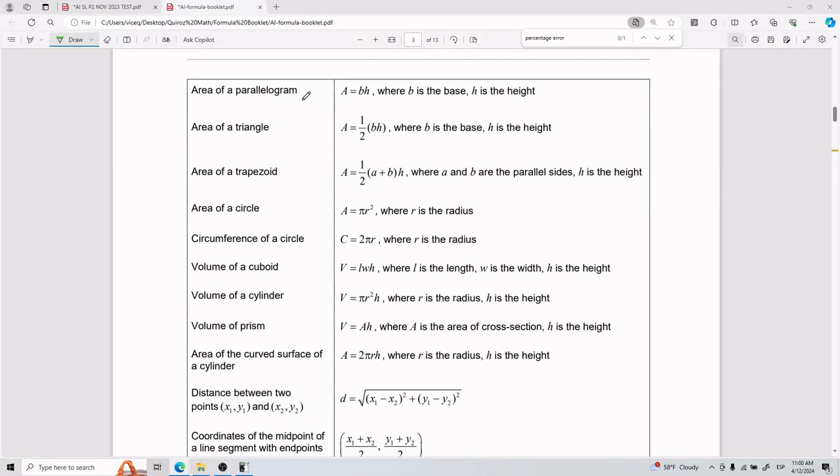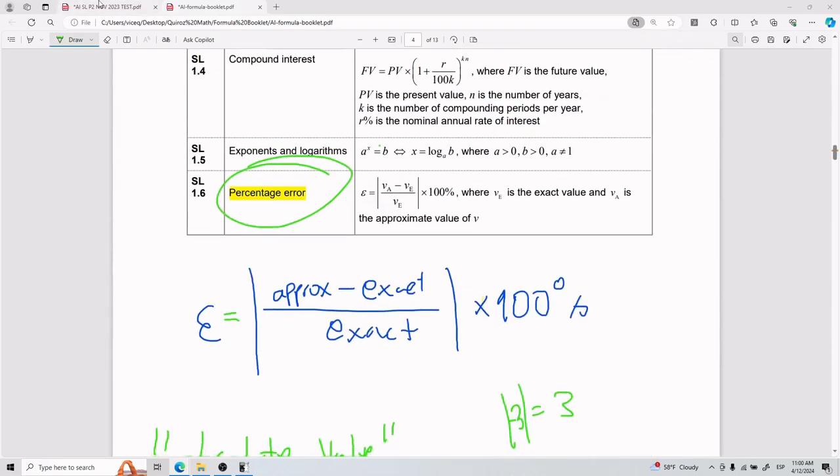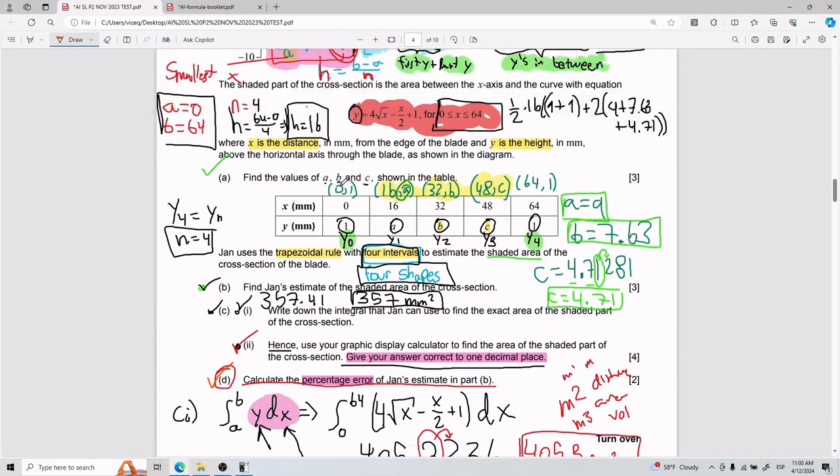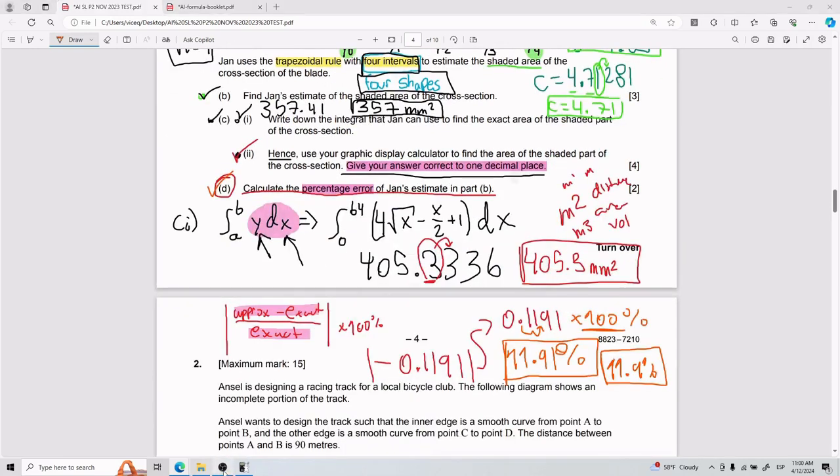So I hope that anyone that watched this feels a little bit better about percentage error and trapezoidal rule. Remember very well how the formula works. If you're familiar with the formula booklet, you will be just fine. And that is for number one.